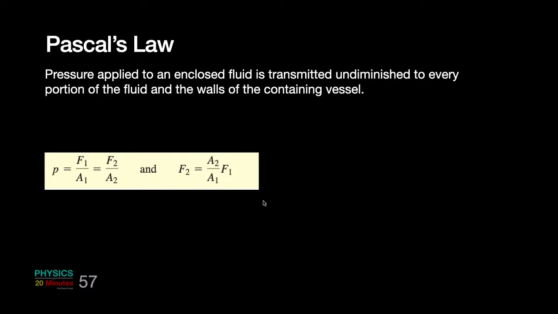So at 2 points, the wall surface area is A1 and A2 and forces are F1 and F2. What Pascal's law says is that if the fluid is static, the pressure has to be the same. So P is equal to F1 by A1 is equal to F2 by A2. F2 will become equal to A2 by A1 into F1. So if A2 is larger than A1, then F2 will be larger than F1.